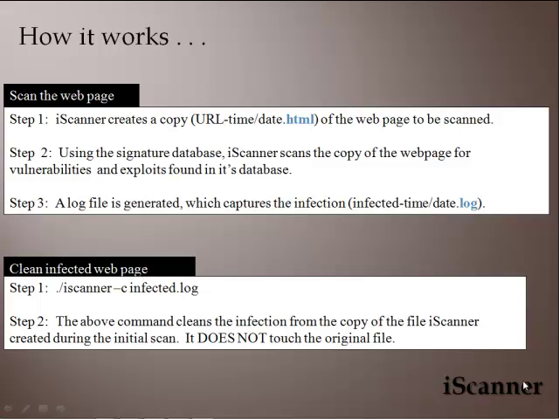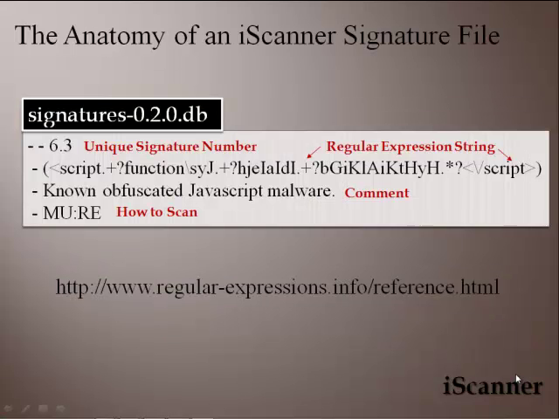If the clean.html file is good, you can rename it to the original file and copy it to the directory it needs to go in. The signature database iScanner uses is customized from iSecurity. The most recent version is 0.2.0. It can be edited so you can add your own signatures to it.